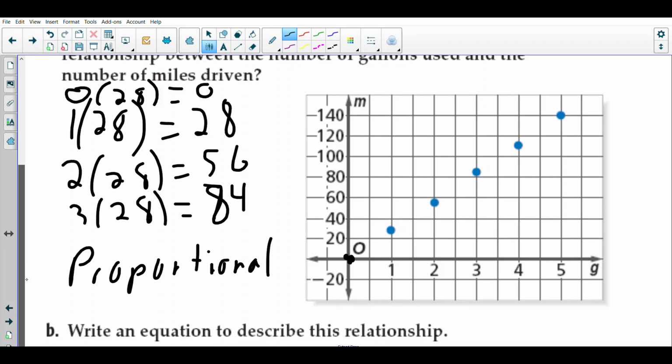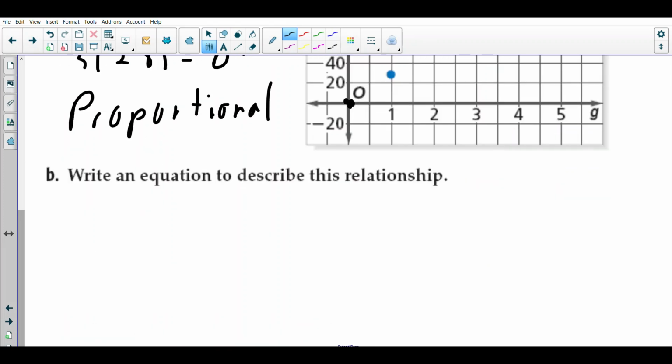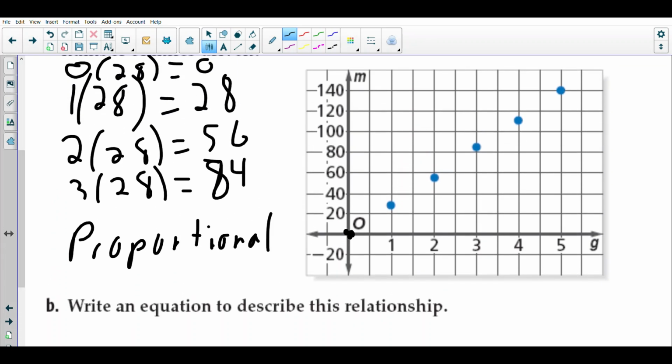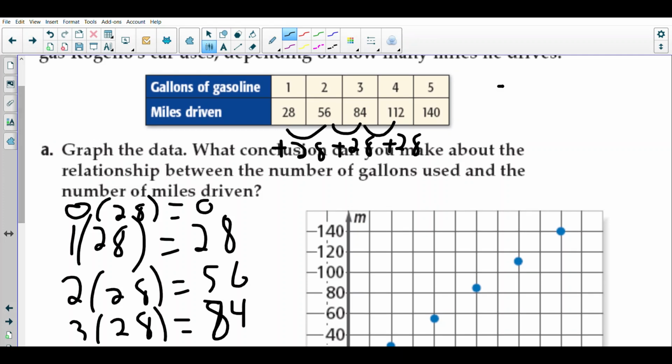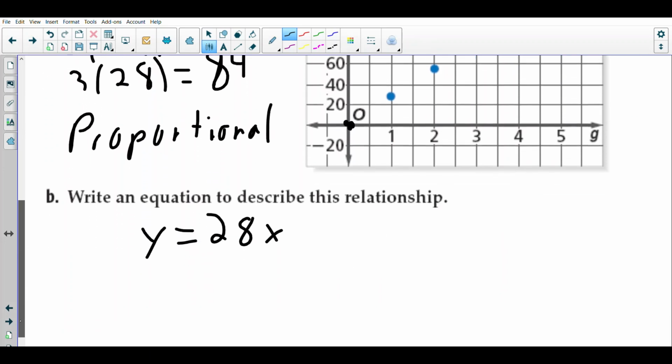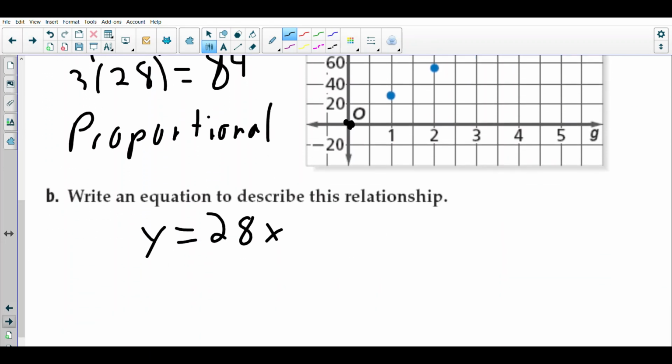Okay. So write an equation to describe this relationship. If we're just following that pattern of 0, 28, 56, 84, it looks like we have y equals 28x, the constant, because I'm always multiplying by x. I'm taking this top value and multiplying by 28, and I'm ending up at the miles driven every time. So I have a proportional relationship.